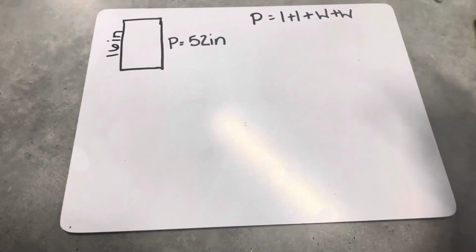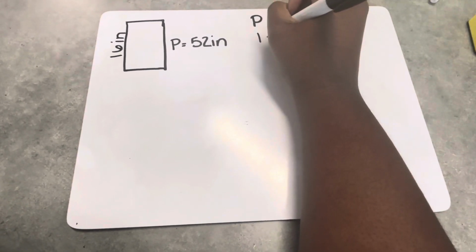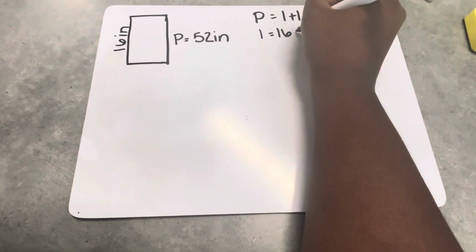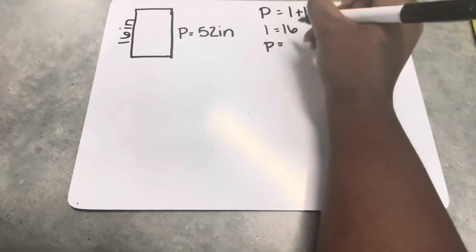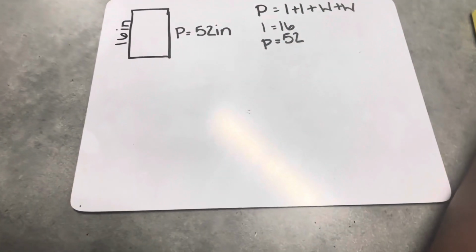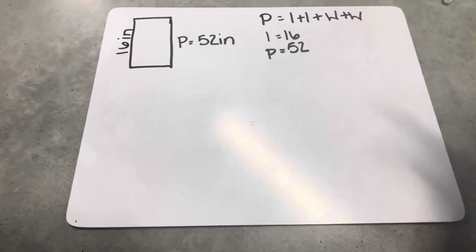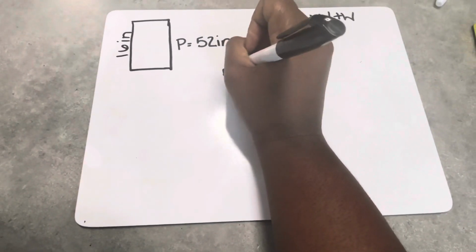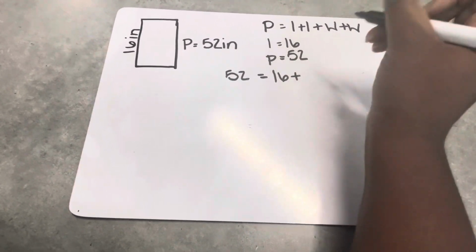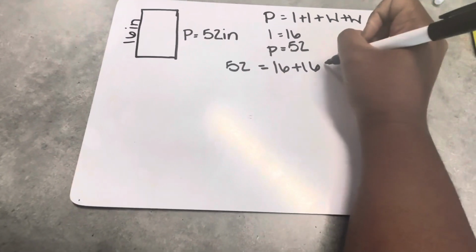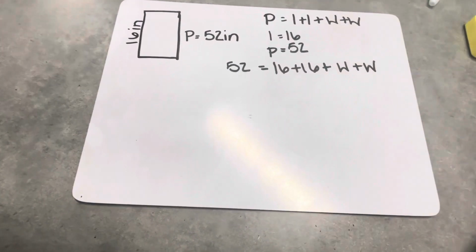okay? What else do I know? I know one of these sides. I know that the length is 16, and I also know the perimeter. So the perimeter is equal to 52. Now what we can do is take what we know and plug it in, so we can think logically about what our next step is and what we need to do. So I have 52, which is equal to 16 plus 16 plus W plus W, okay?